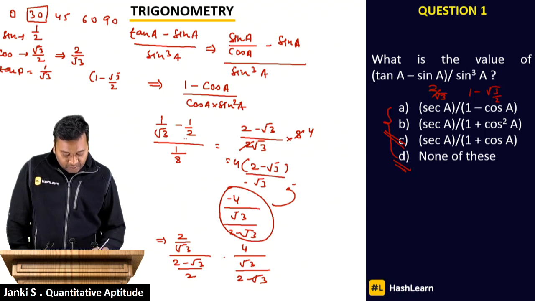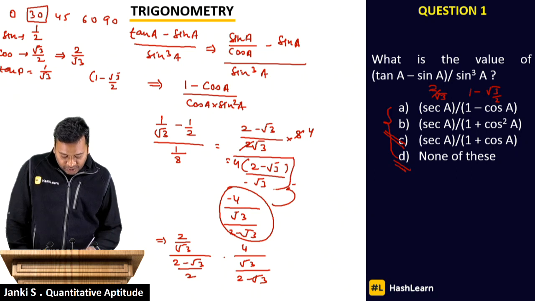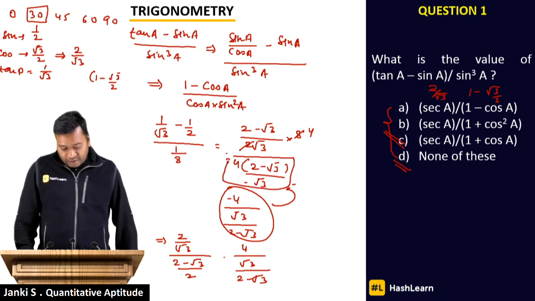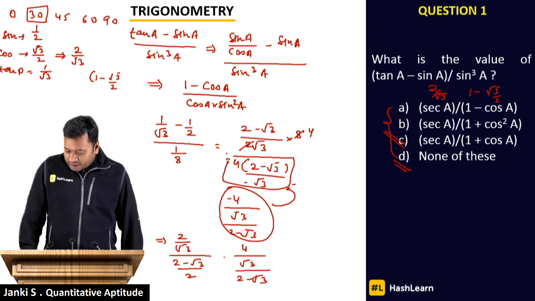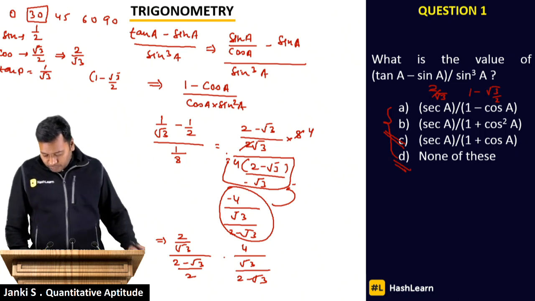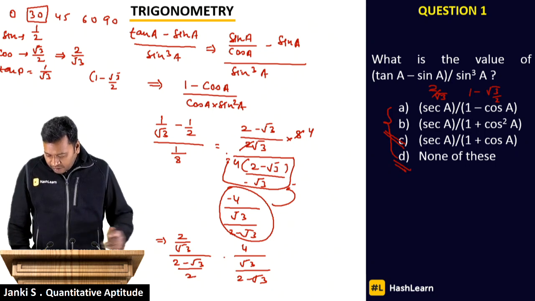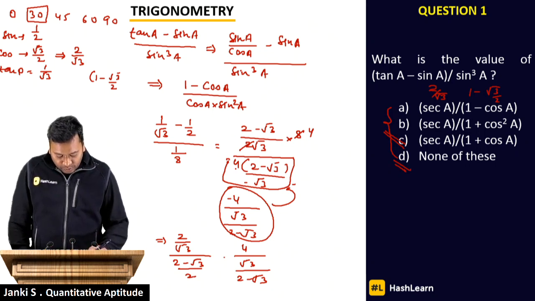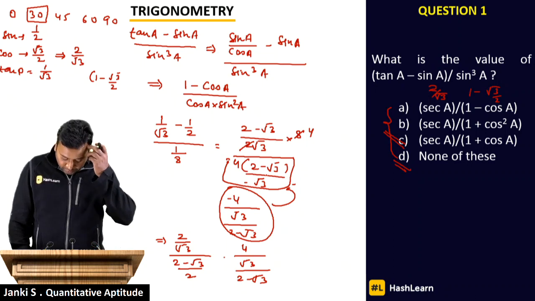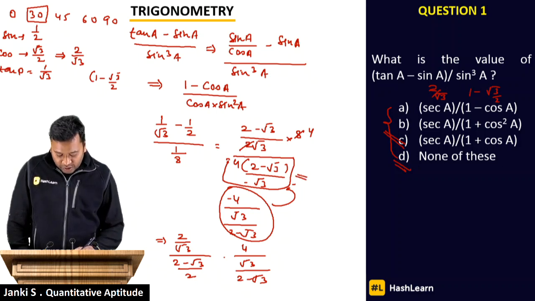If we take the LCM, 2 minus root 3 divided by 2 root 3 into 8 is my value. My value should be in this format, right? So according to this, some problems are happening here. One problem is that I have taken the value as 4 into 2 minus root 3 by root 3 as the format, so this should be my answer.